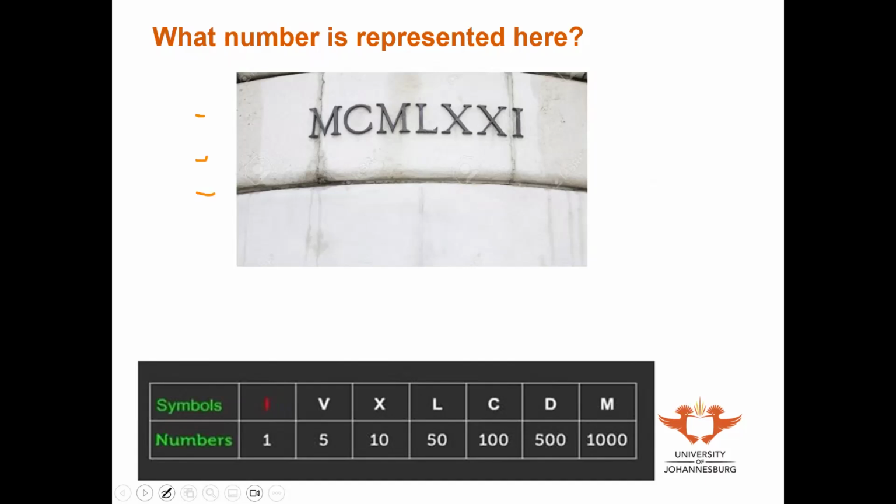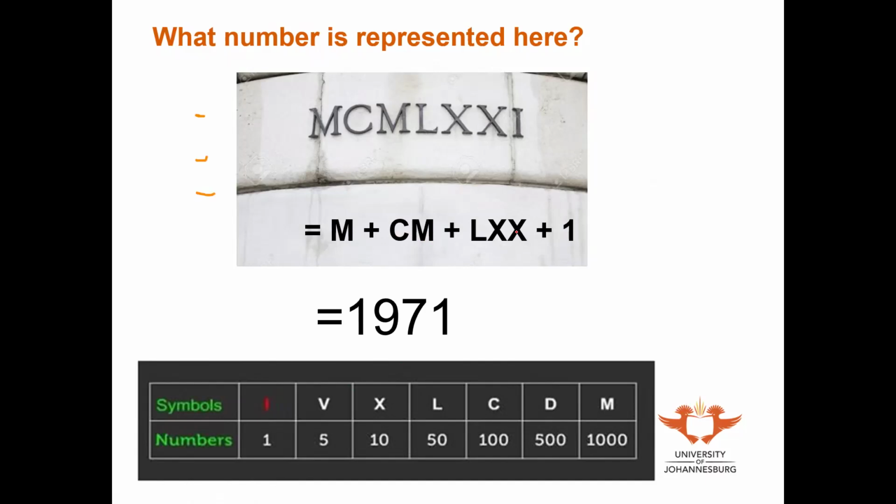Okay. Then now, if you look at this question here, what number is represented here? I've got MCM, LXX, I. So this becomes easier in a sense that you can see what I'm having there. M is 1,000, CM is a 900, okay? And then I've got the 70, and then I've got the 1, which is the I there. So all in all, this will give me 1,971.